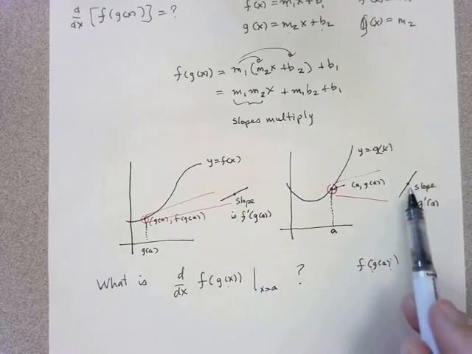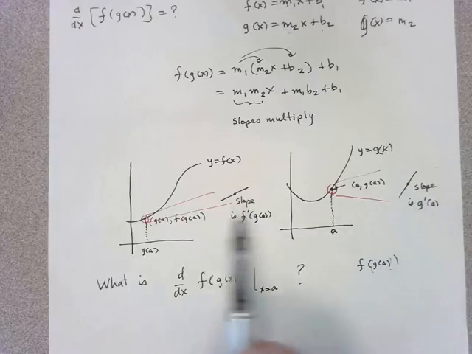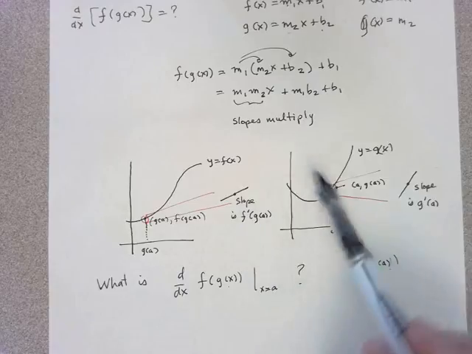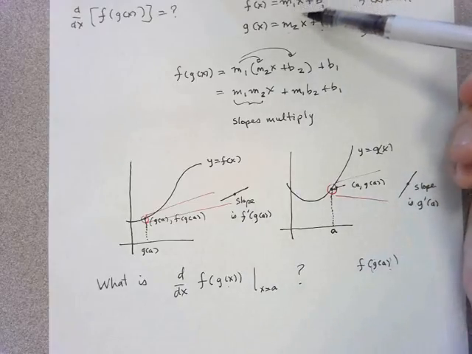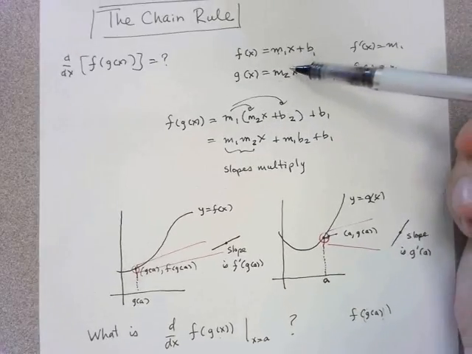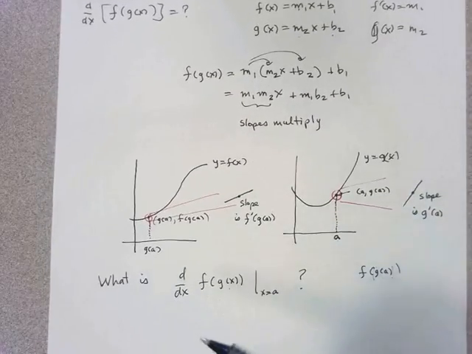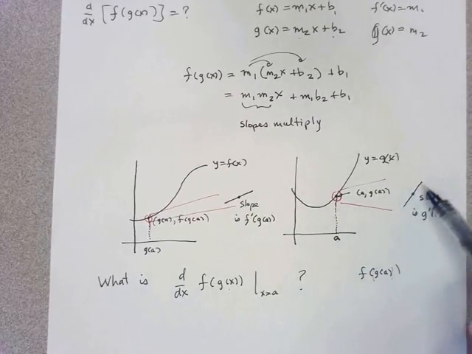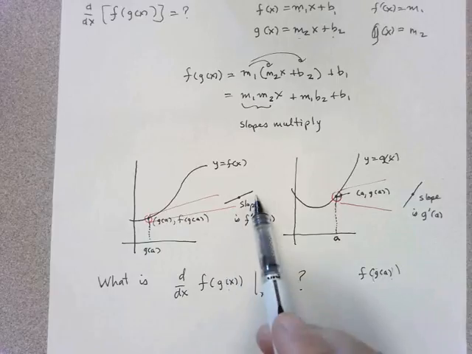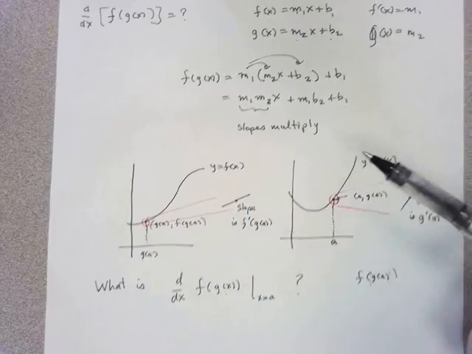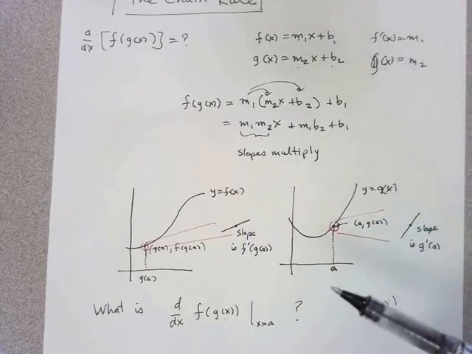So the slope of this line is g prime of a, and the slope over here is f prime at g of a. And using the idea that if we had lines, we could multiply the slopes, which was up here, coming down here I'm going to use the same idea. Up close, this looks like a line. Up close, this looks like a line. And I know that when I compose lines, I can multiply their slopes.